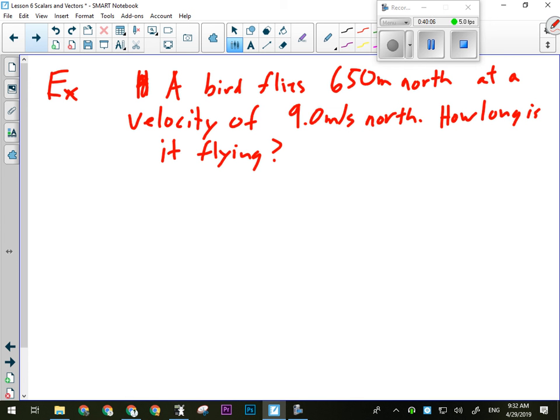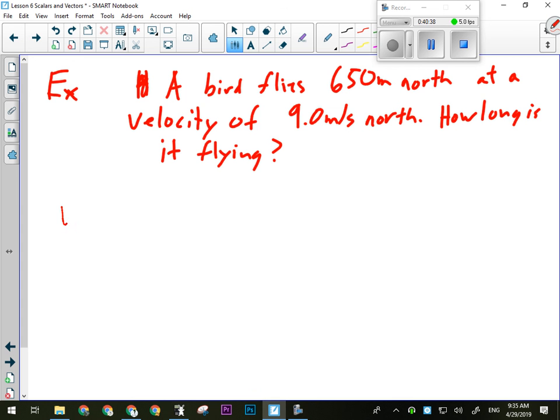All right, a bird flies 650 meters north at a velocity of 9 meters per second north. How long is it flying for? Give you a minute on that. Like we said, this one's basically the same as the last one. All that happened in this one was I gave you a direction. Did the direction actually matter? No, it didn't, because we were looking for time, which is a scalar quantity anyway. The directions actually cancel mathematically when we do this.